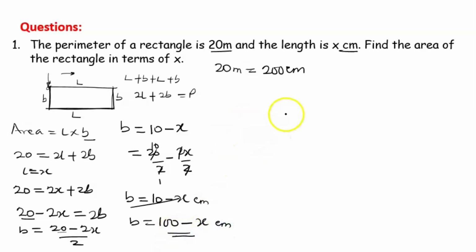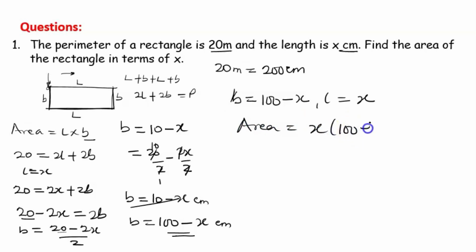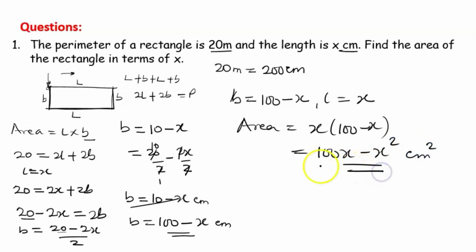If we factor in that particular expression, the question is saying we should find area. So if my b is equals to 100 minus x and my L is equals to x, then of course my area is going to give me x multiplied by 100 minus x. If we do this, we are going to have 100x minus x squared cm squared. So in terms of x, this is what we are going to have.